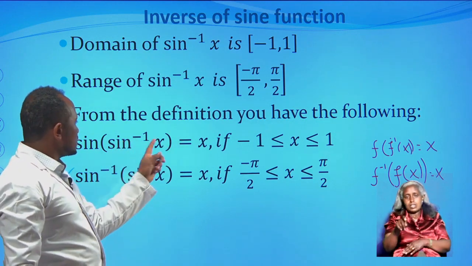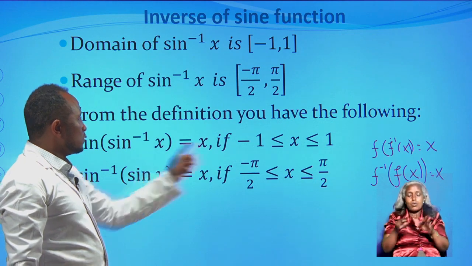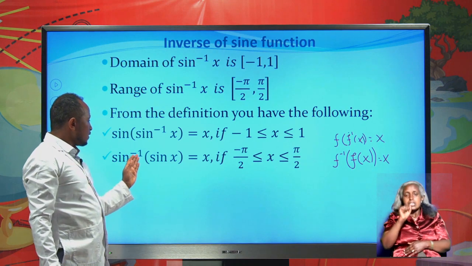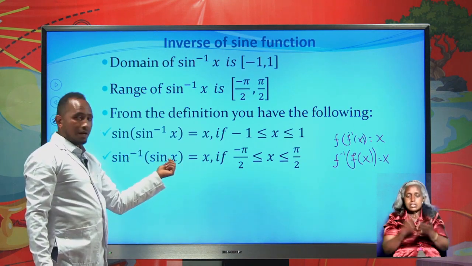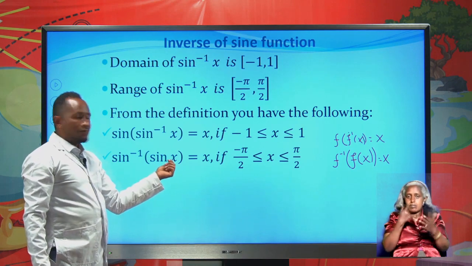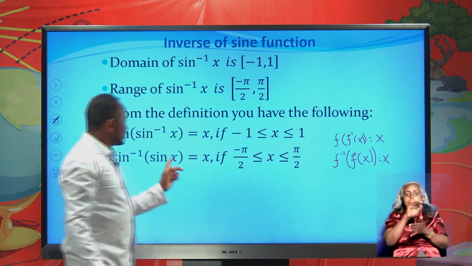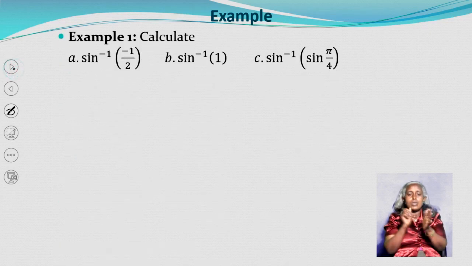In this case, sine inverse of x is defined on negative 1 up to 1. In this case, sine inverse of sine x is x, but here x is an angle. So for the inverse function, the angle is between negative pi over 2 and pi over 2, so the value of x must be in this interval. Now let's proceed to an example.